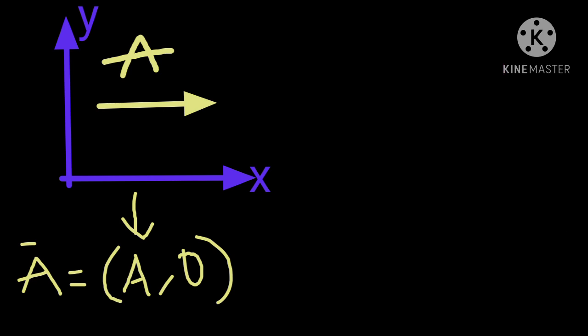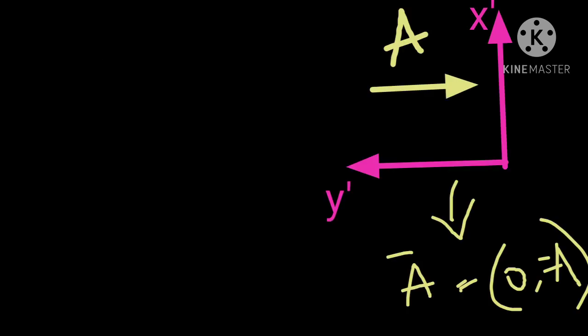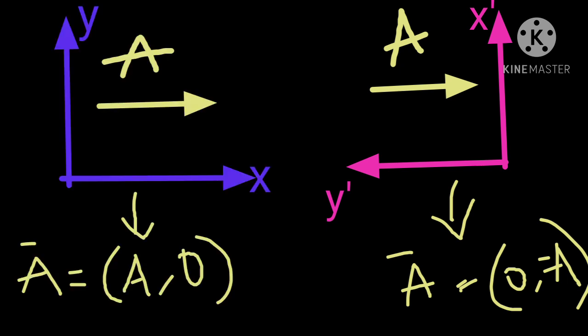In the first case, we can represent A is equal to a comma 0 in the xy system, and in the second case the vector A is equal to 0 comma minus a. The x component is 0 here and the y component is minus a here, since A is parallel to y dash in the second case. If we are not considering these cases, we shall restrict ourselves to a single coordinate system.